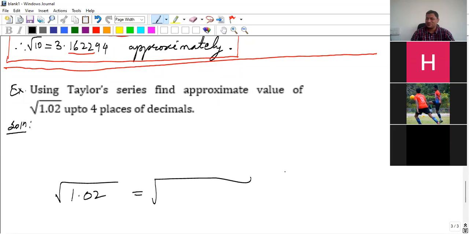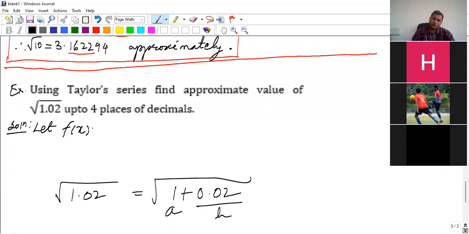A will be 1 and H will be 0.02. Yes, all of you got it. So this is going to be A and this is going to be H. So what will be the function? Let f of x be root x. Okay, so it is going to be root x.